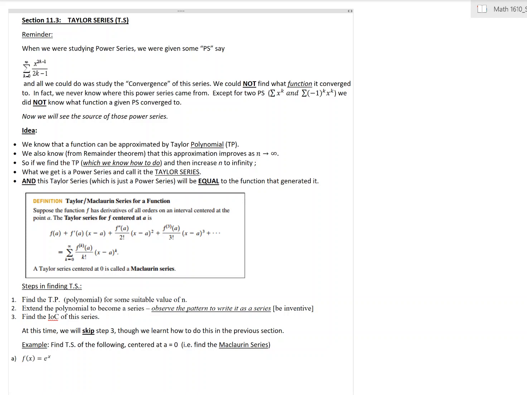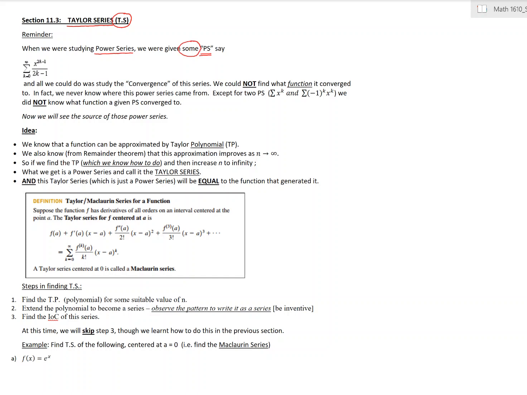So we are on to the last section in this chapter, section 11.3, which is titled Taylor series, which we'll write as TS. So first let's remind ourselves of the following. We have been studying power series and we were given some power series.